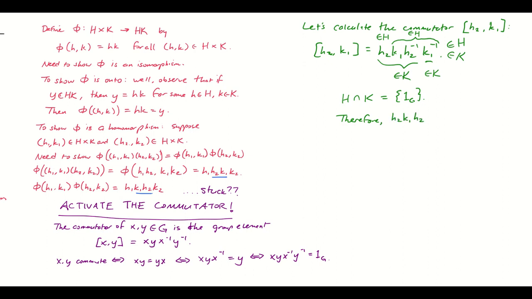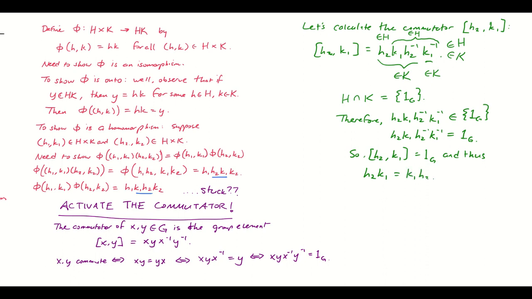And that means H2 K1 H2 inverse K1 inverse belongs to the identity subgroup, which means that this really is the identity. So the commutator is the identity, and thus H2 and K1 commute. So returning to what we were working on earlier, this means that H1H2K1K2 is equal to H1K1H2K2.